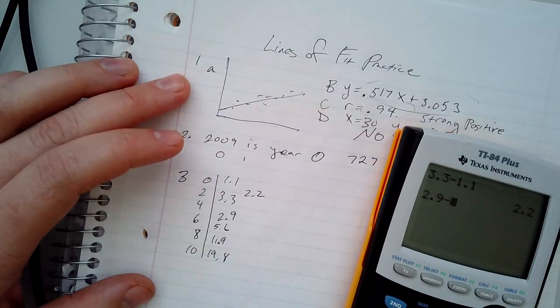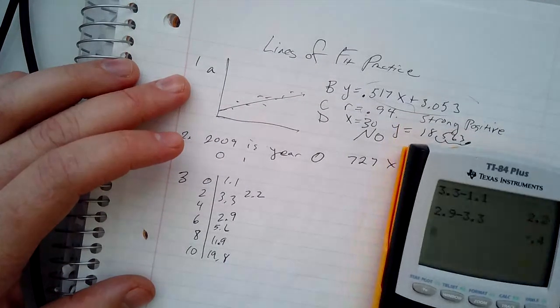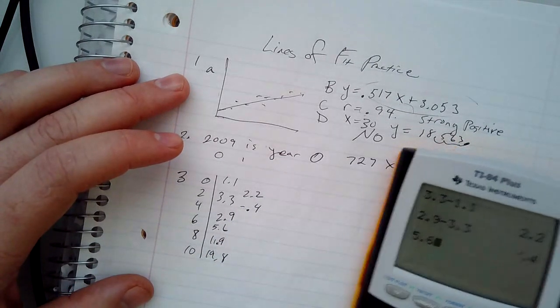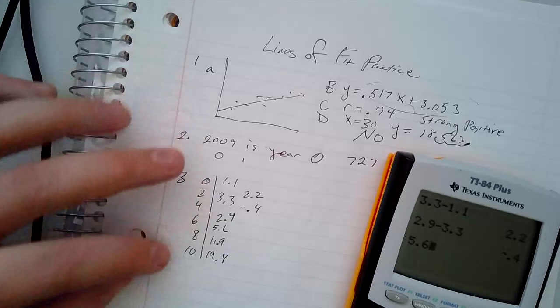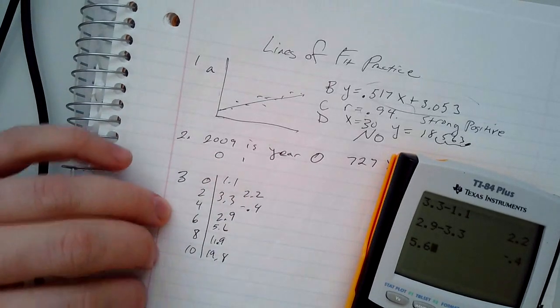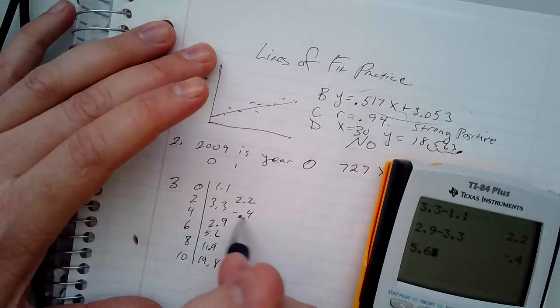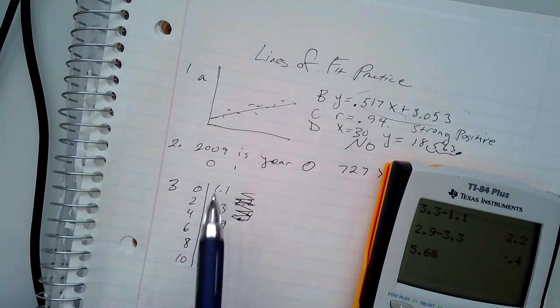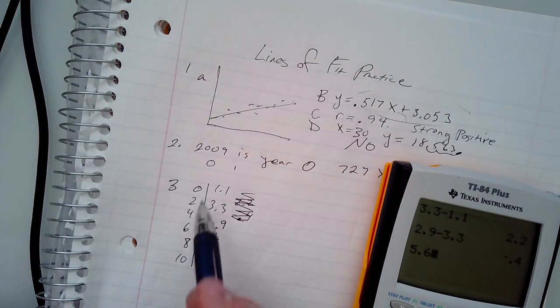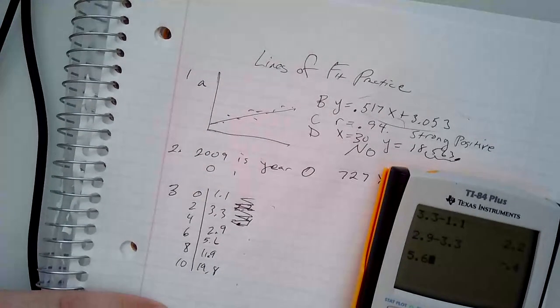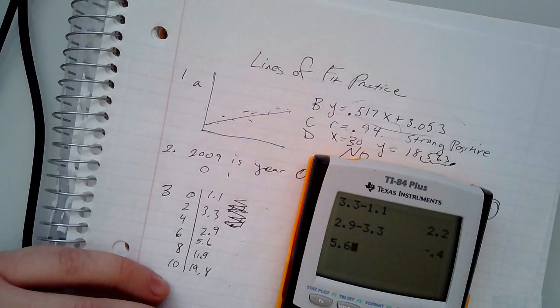2.9 minus 3.3 is negative 0.4. 5.6 minus... Okay, I see where this is going. So this isn't accurate. This isn't perfect-world data, so it's not going to work out all nice and pretty. So what we're going to do is plug this into stat and do linear regression, quadratic regression, exponential regression, write down all the different R values and see which one works best. We're going to use our R value to determine if this is linear, quadratic, or exponential.